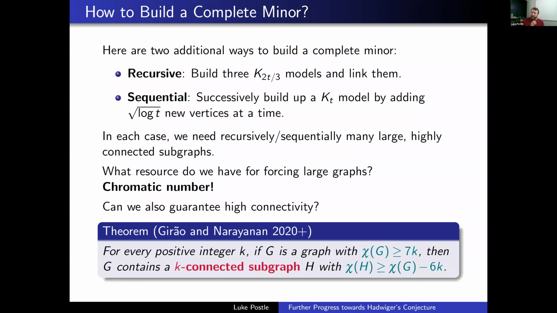This is what we'll repeatedly apply: we'll find high chromatic subgraphs, apply this theorem, give up a little bit, and get high connectivity. I'm using the chromatic number as a resource because that means the graph is large and there are more steps I can do. I'm going to throw away a little bit of chromatic number each time I do these steps, so I'll be able to do many steps if you do them in the right way.